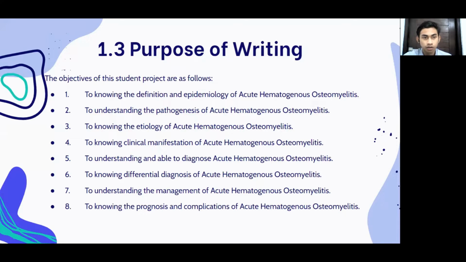So the purpose of writing the student project is, first one, to know the definition and epidemiology of acute hematogenous osteomyelitis. Second one, to understand the pathogenesis. The third one, knowing the etiology. The fourth one, knowing the clinical manifestation. The fifth one, understanding and being able to diagnose. The sixth one, knowing differential diagnosis. Seventh one, to understand the management. And last one is knowing the prognosis and complication of acute hematogenous osteomyelitis.